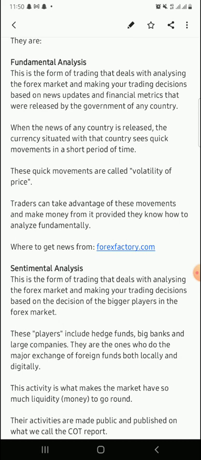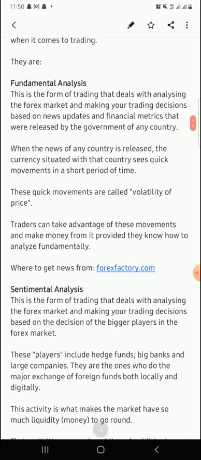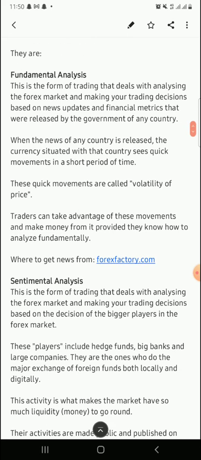Okay, so when the market moves so fast, traders who know how to trade fundamentally will take advantage of these movements and make money from it, provided they know how to analyze fundamentally. So we can get news from forexfactory.com. We'll go there right now, but before then, let me show you something on the Euro USD charts.